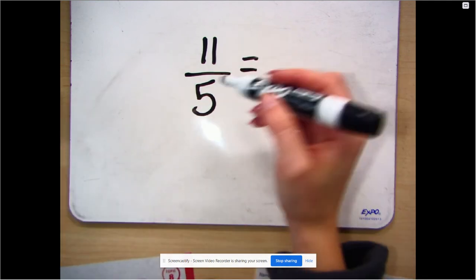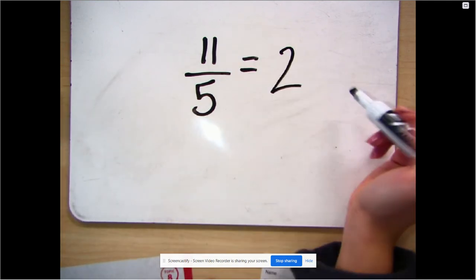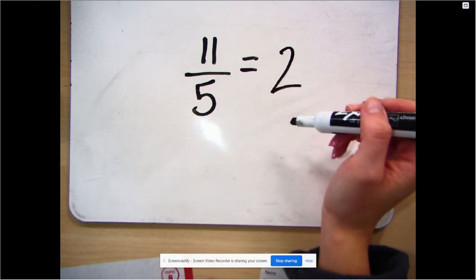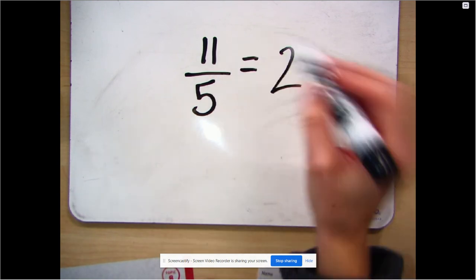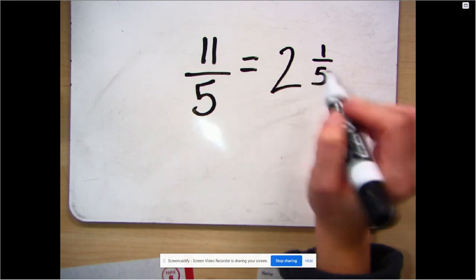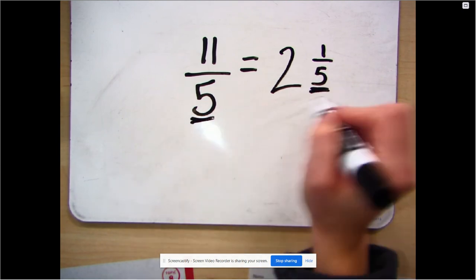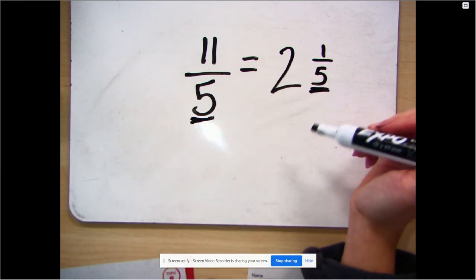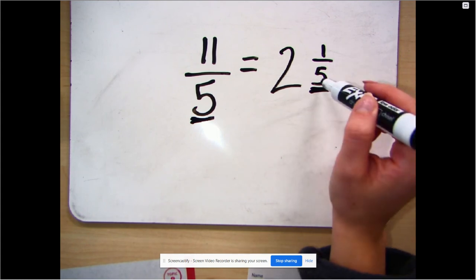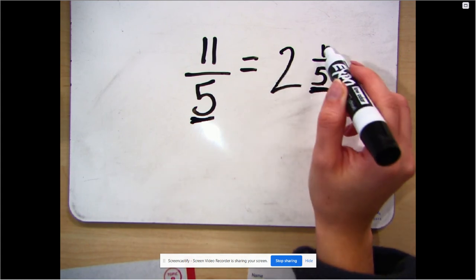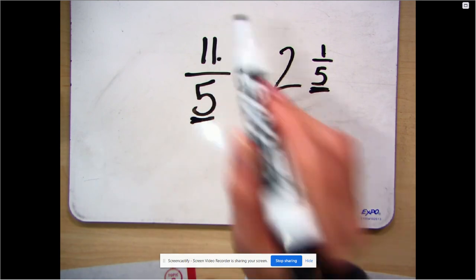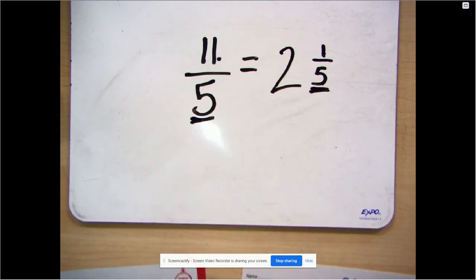Okay, 5 goes into 11 2 times because 5 times 2 is 10. And then how do I get to 11? One more. And remember, the denominator always stays the same. Use the same denominator the whole time. I can check my answer. 5 times 2 is 10 plus 1 is 11. Did I get 11 over here? Yes. So 2 1/5 was the correct answer.